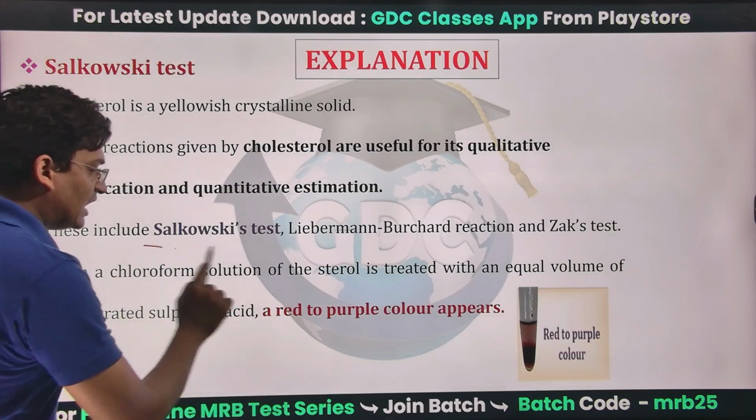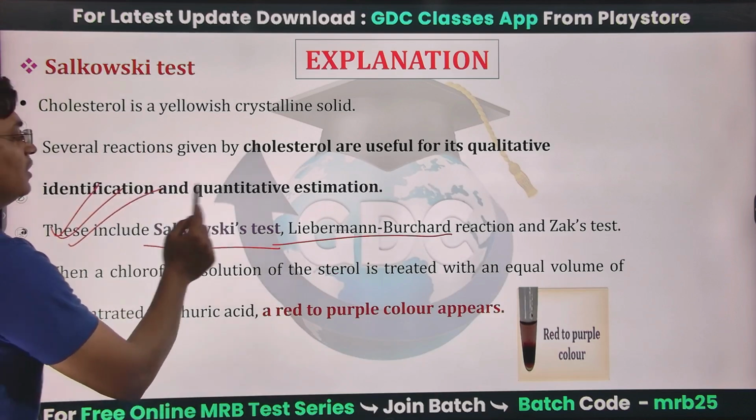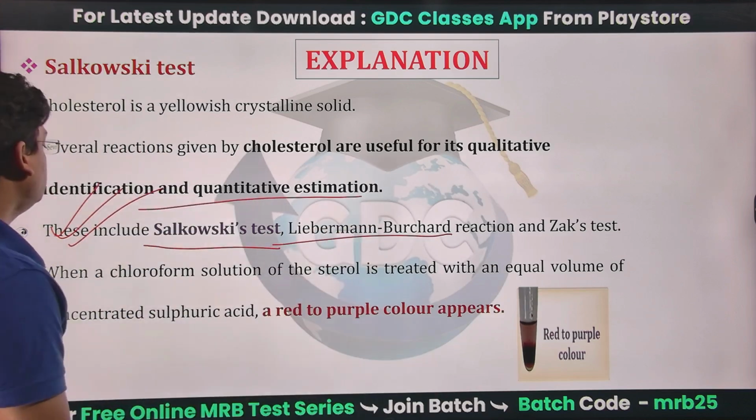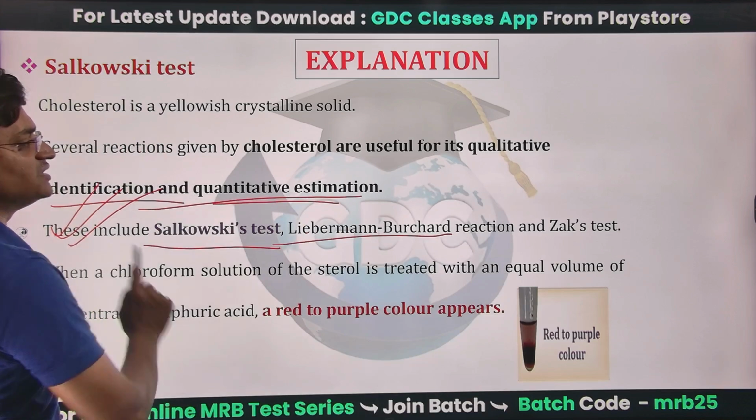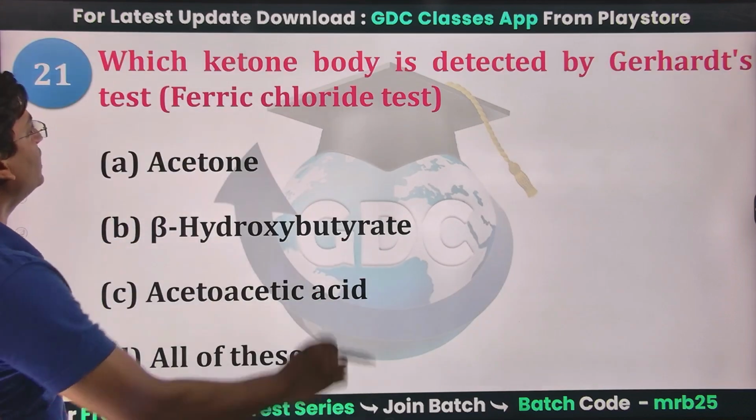So when we talk about Zak's, Lieberman-Bouchard or Zlatkis-Zak test, they are all quantitative or qualitative identification tests for the cholesterol. Quantitative and qualitative identifications of the cholesterol.